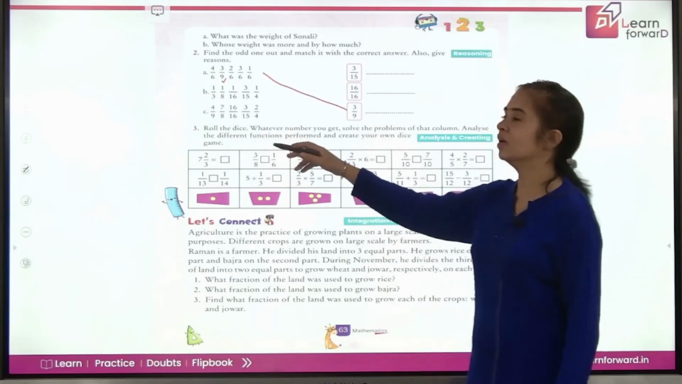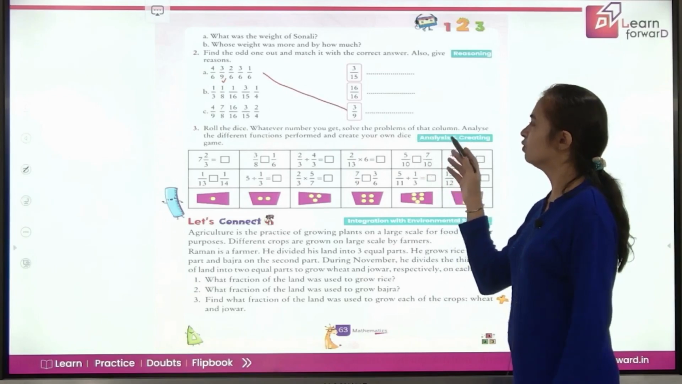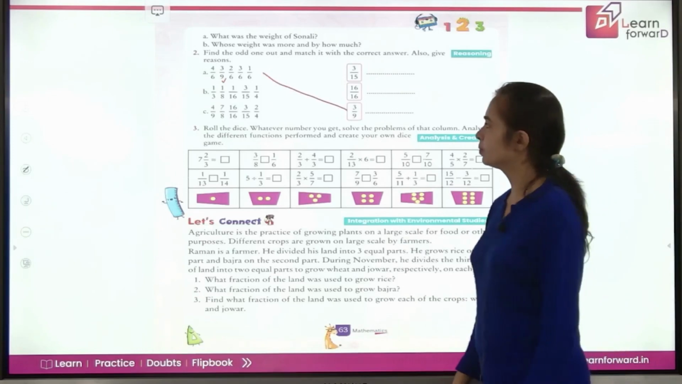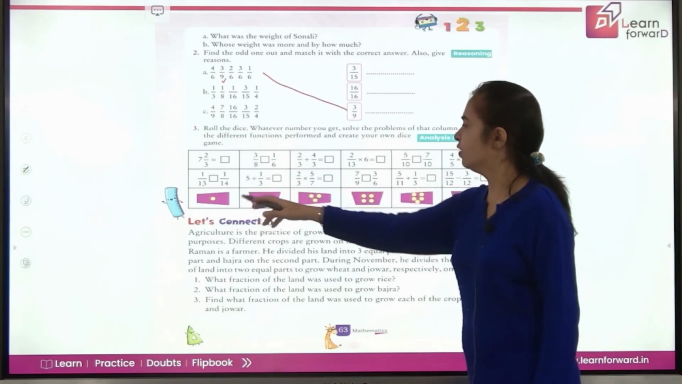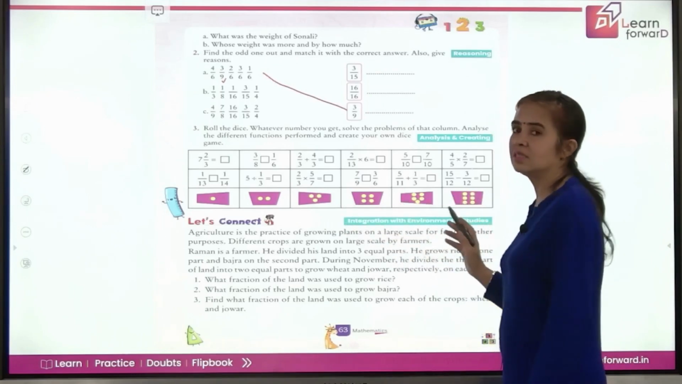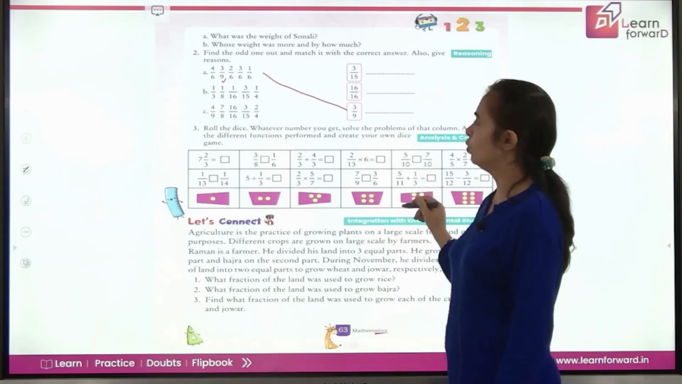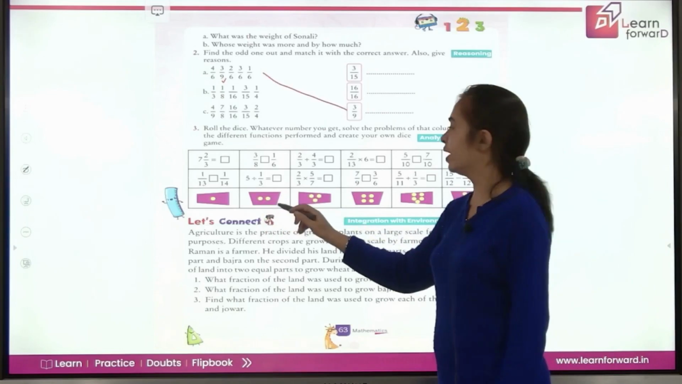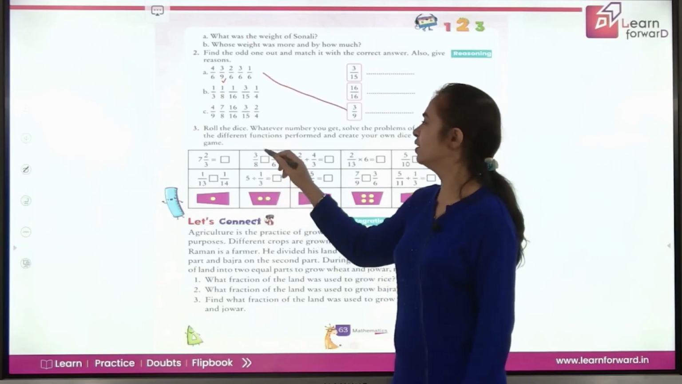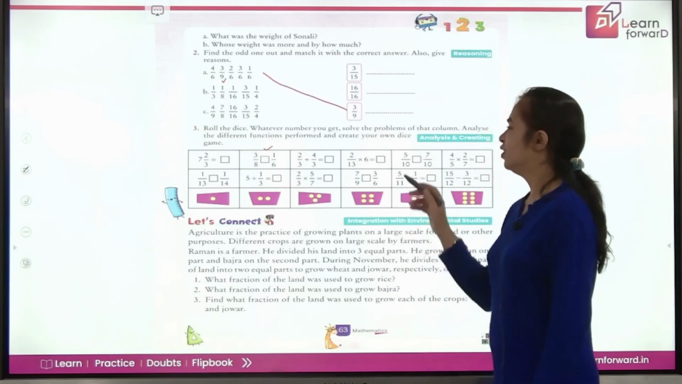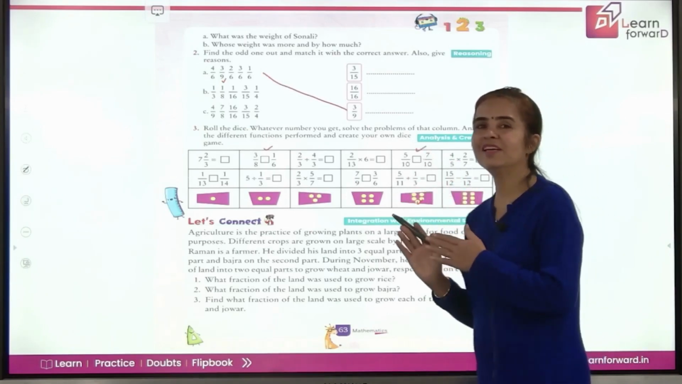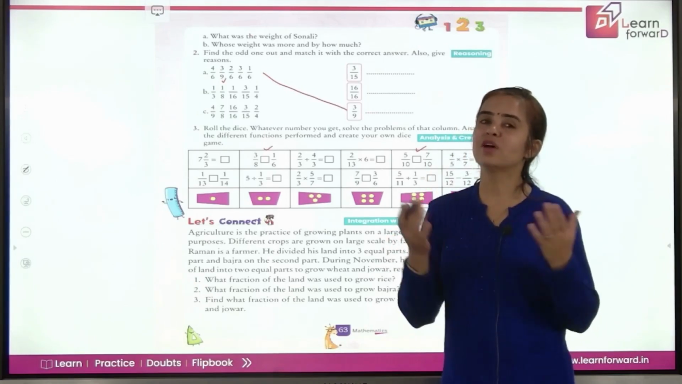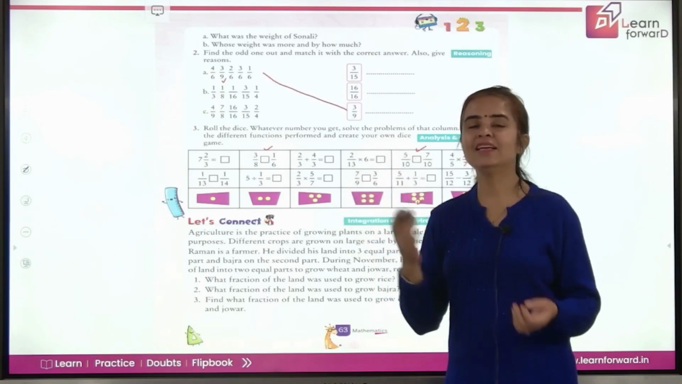Now roll the dice. Whatever number you get, solve the problems of that column. Analyze the different functions performed and create your own dice game. So you have here dice 1, 2, 3, 4, 5, 6. These are the 6 numbers on your dice. You have to roll and whatever number you get, you have to solve the problem of that column. That means if you get number 2, so you will be solving this problem. If you get number 5, you will be solving this problem. So your dice will be unbiased to tell you which problem you have to solve out. So have fun, sit with your friends, roll the dice and then solve out these problems.